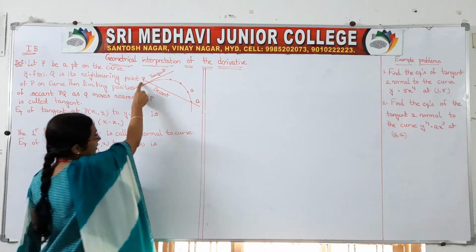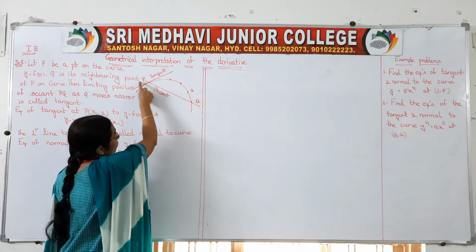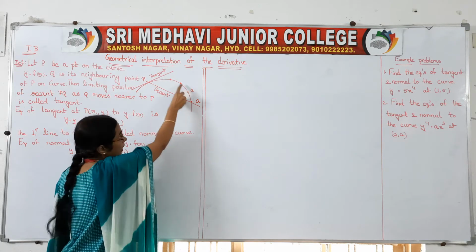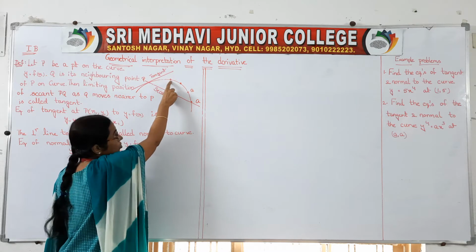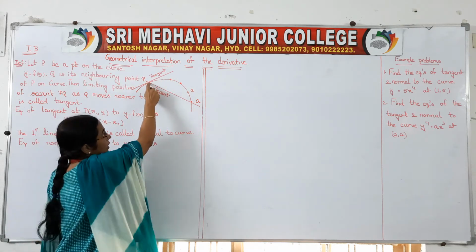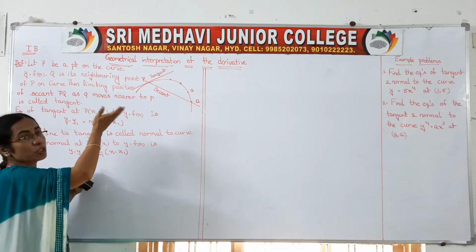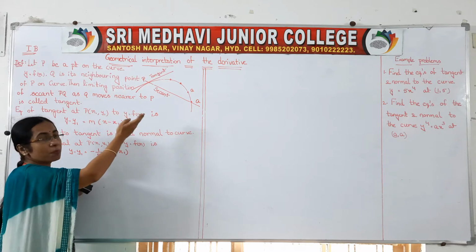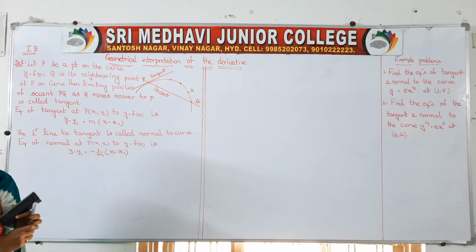That means this is your secant PQ. Then Q comes here, your line PQ will be here. Next Q comes here, your line PQ will be here. Next Q comes here, your line PQ will be here. So at the end, P and Q coincide. That is the limiting position of this secant PQ, and that line is called the tangent.